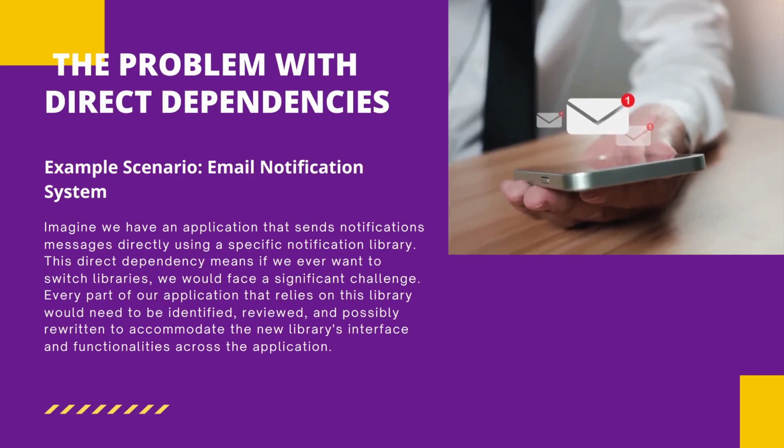The problem with direct dependencies. Let's see a scenario, an email notification system. Imagine we have an application that sends notification messages directly using a specific notification library. This direct dependency means if we ever want to switch libraries, we would face a significant challenge. Every part of our application that relies on this library would need to be identified, reviewed, and possibly rewritten to accommodate the new library's interface and functionalities across the application.